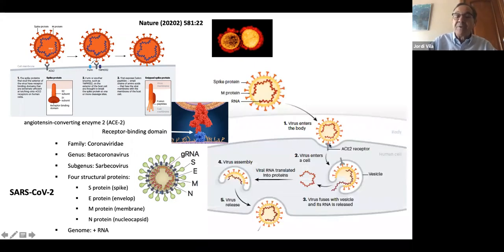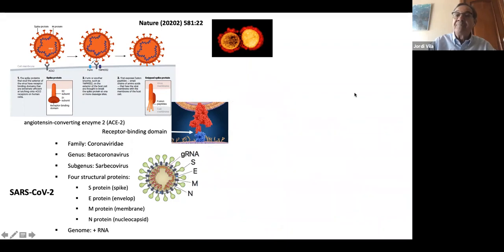Once the virus interacts with the receptor, the genome goes inside the eukaryotic cell and starts the replication process of the virus, and finally the different virions are released from the eukaryotic cell. This is the replication of the virus.